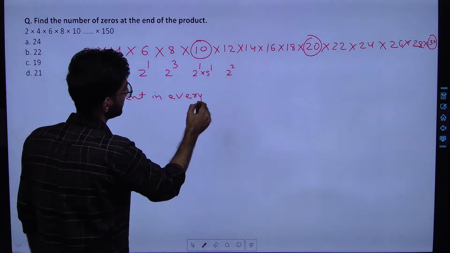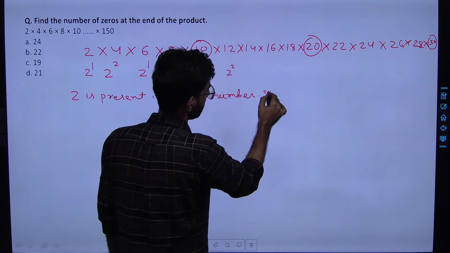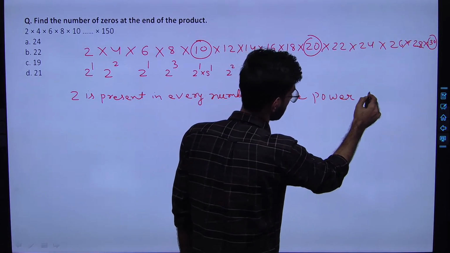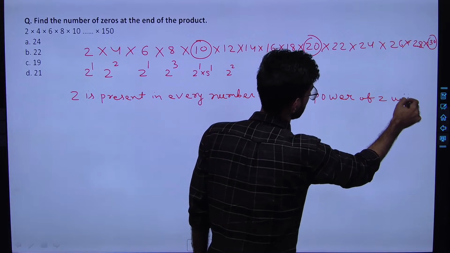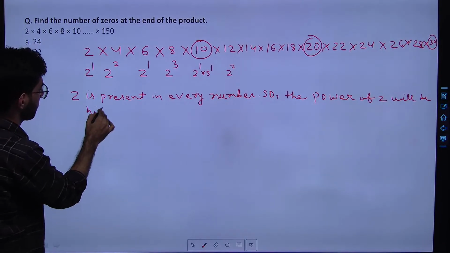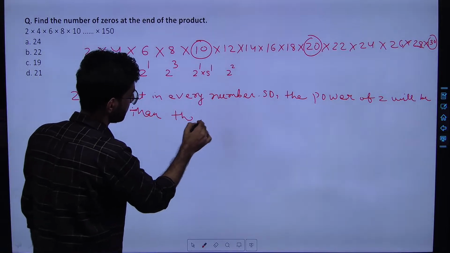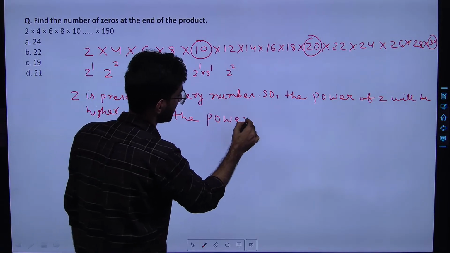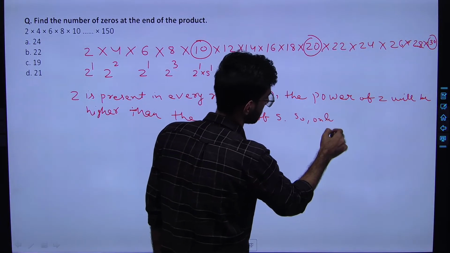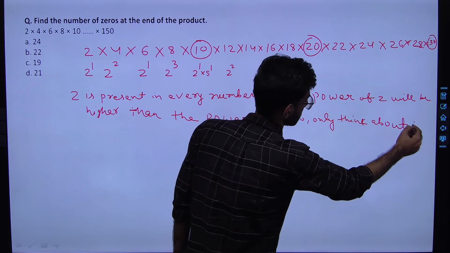Two is present in every number. So the power of 2 will be higher than the power of 5. So only think about the power of 5.